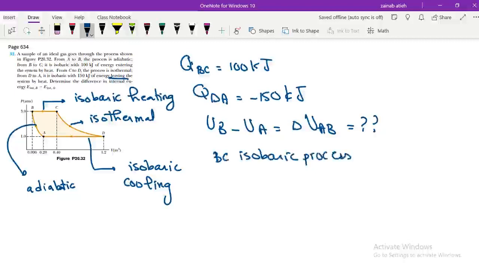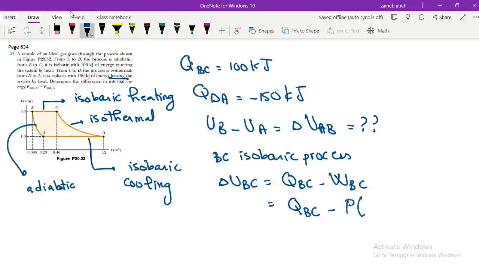In this case, delta U BC is equal to QBC minus WBC. He has already given me QBC, so it's 100 kilojoules. Let me leave W and substitute it: in the case of an isobaric process, it's P delta V. Delta V means V final, VC, minus VB, V initial.